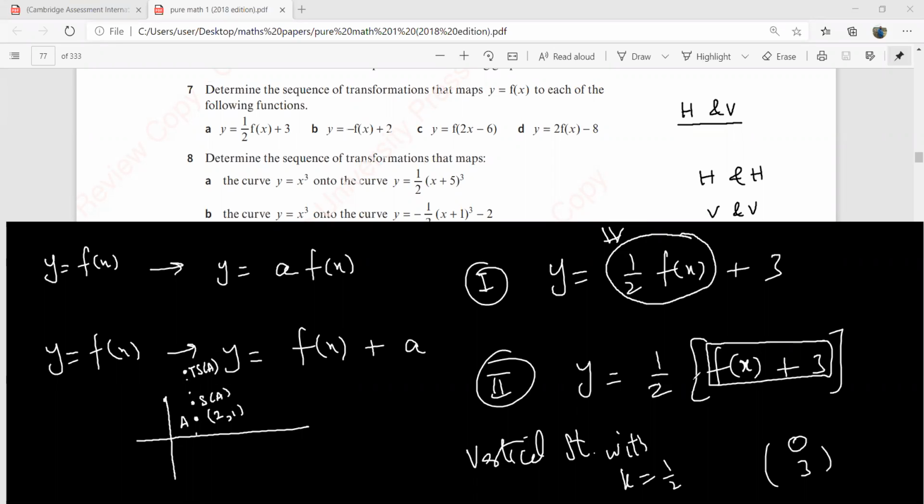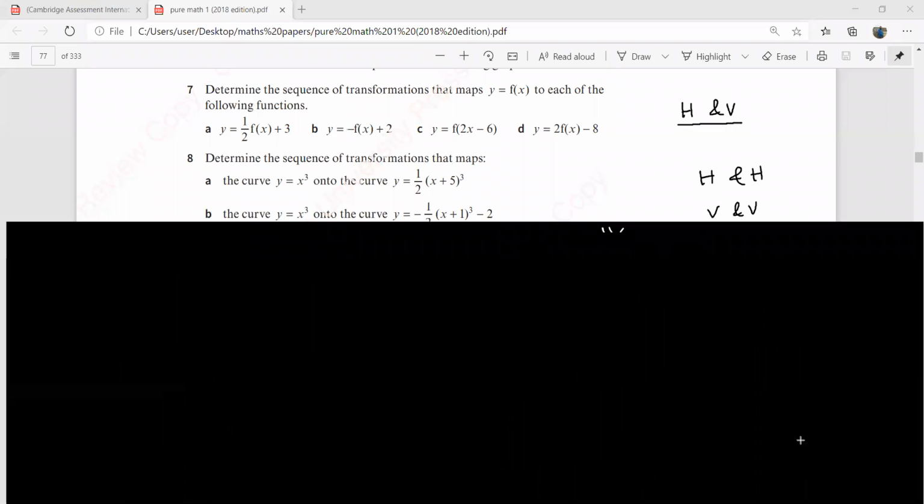But if it was horizontal, you will have to go opposite. Okay, let's look at the C part. Someone please check the answer. Is that correct? Yes, sir. Okay, now let's try this C part.